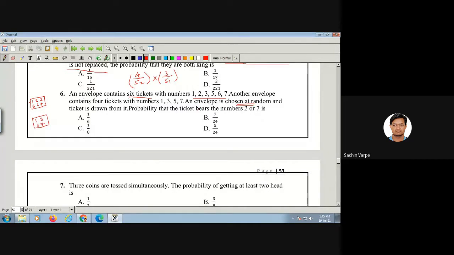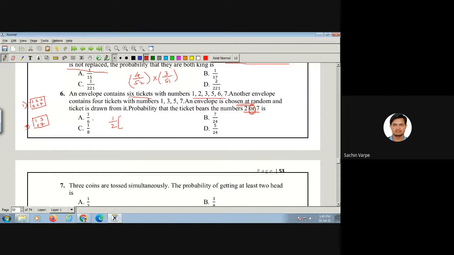So there are 2 steps. First we have to choose the envelope, and then from the chosen envelope we have to find the probability that the ticket bears the number 2 or 7. So what are the possibilities to choose the envelope? There are 2 envelopes. From 2 envelopes we have to select 1. So 1 by 2 is the probability, into the probability from the chosen envelope.